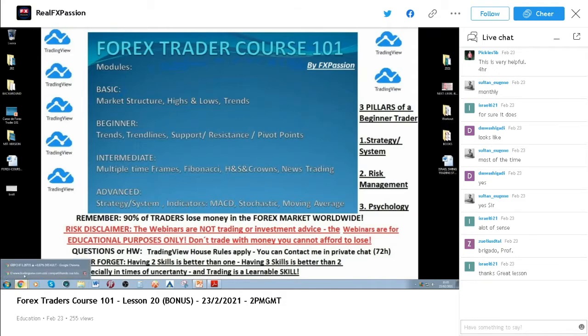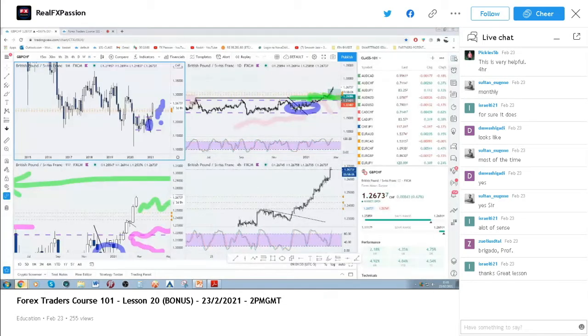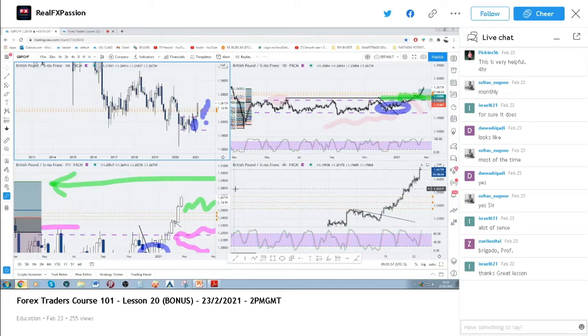That being said, let's go to the charts, and everybody type in the chat a currency pair that you would like to draw support, resistance, and pivot points. Today we have a bonus lesson. We're going to repeat what we did in the first lesson, talking about support, resistance, and pivot points. And remember, first come, first served.